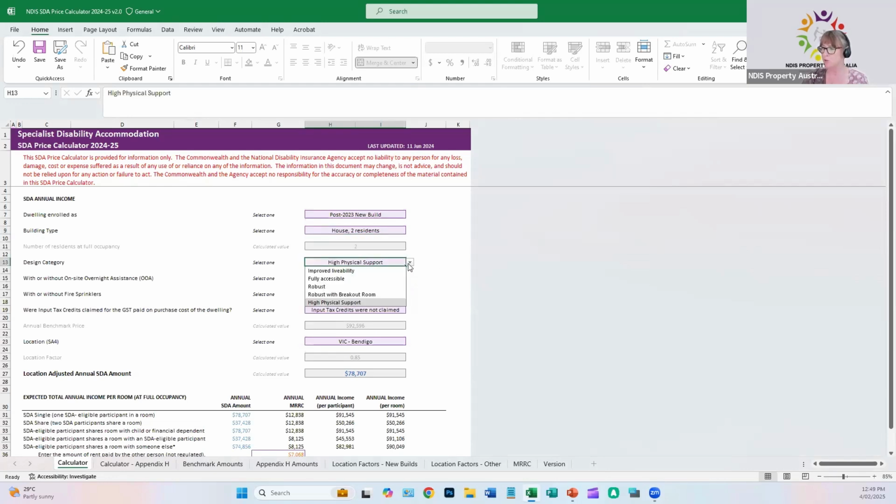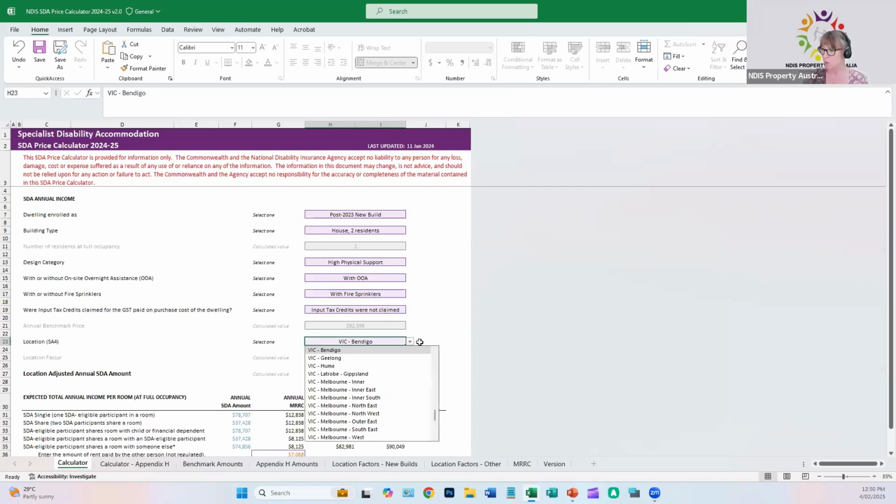Here is where you change it between the IL, FA, robust, HPS, with or without ROI, with or without fire sprinklers, and tax credits. Generally, for most people buying a property, you're not going to be claiming GST input tax credits. So our standard would be, if it's in New South Wales, or more increasingly new builds in Queensland, WA and Victoria, you hopefully do have fire sprinklers, and almost always there's going to be an OOA property. So this would be the standard calculation. Here is where you select your location factor.